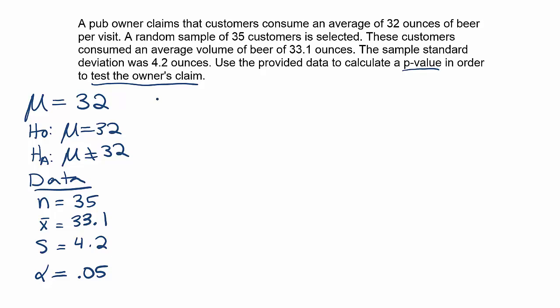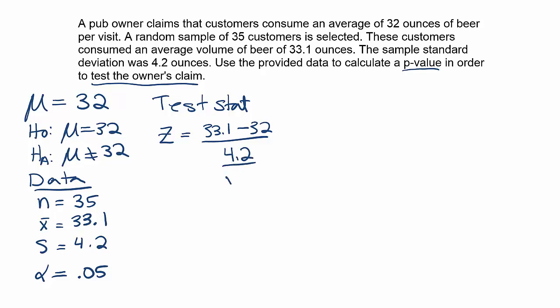All right, let's take the test stat then. The test stat here would be a z-test stat because of the large sample size. And the sample mean would be 33.1 minus the mean from the null hypothesis, which is 32. Then we're going to put the standard deviation of 4.2, and underneath that, the square root of the sample size, which is 35. Okay, let's work that out in our calculator.